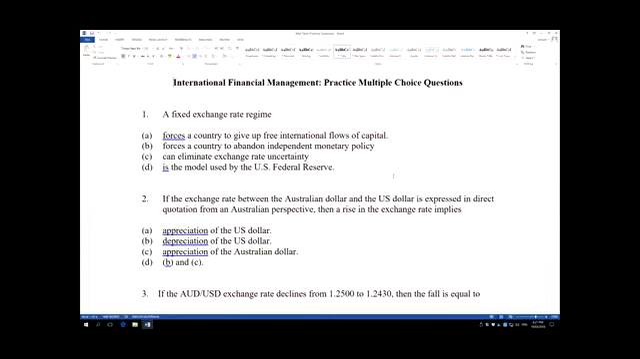All right, so the first question is talking about a fixed exchange rate regime. So what does a fixed exchange rate regime mean? It means that the currency will be fixed to another currency. Yep. So what would be the answer to number 1? Yep, so number 1 would be C.